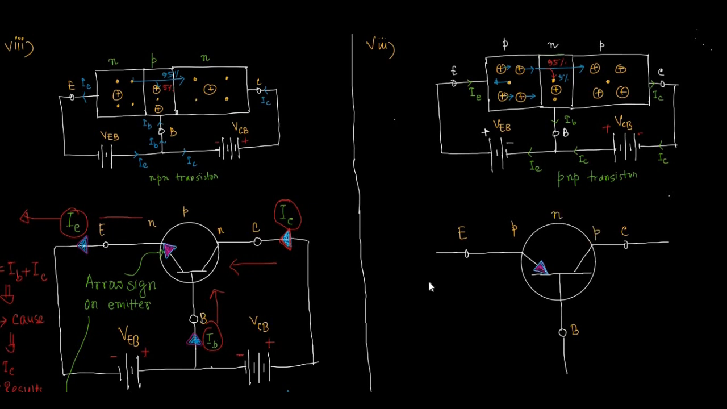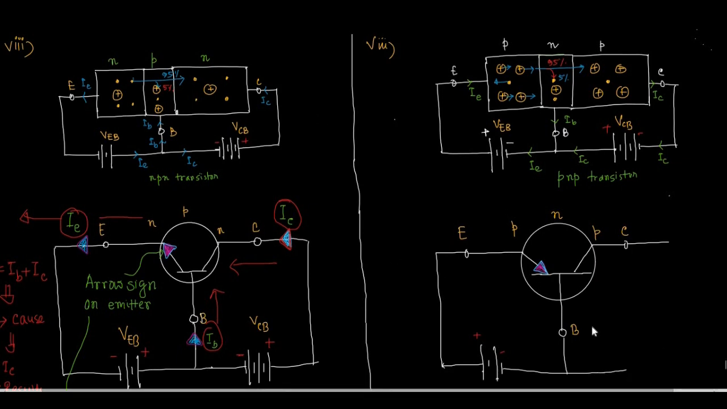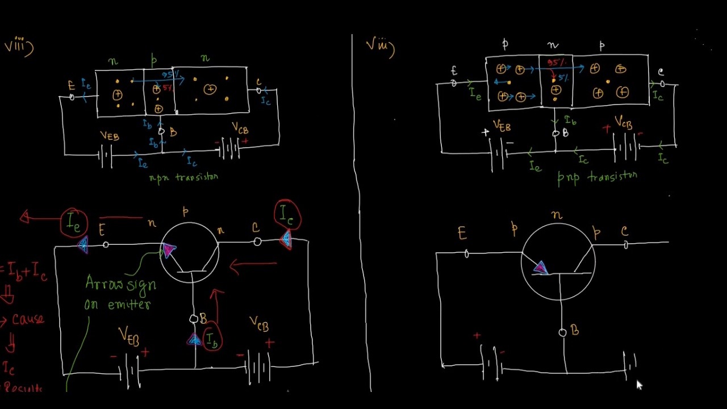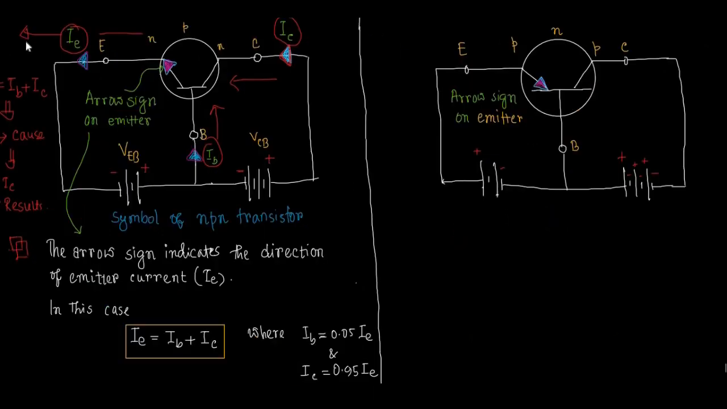This is PNP transistor. We can connect an external battery for providing forward biasing of emitter with respect to base. This is the external battery of EMF VEB, with positive and negative terminals. Also you can connect another external battery in the collector base circuit for providing reverse biasing of the P-type collector. Now the negative pole of the battery is connected to the P-type collector.